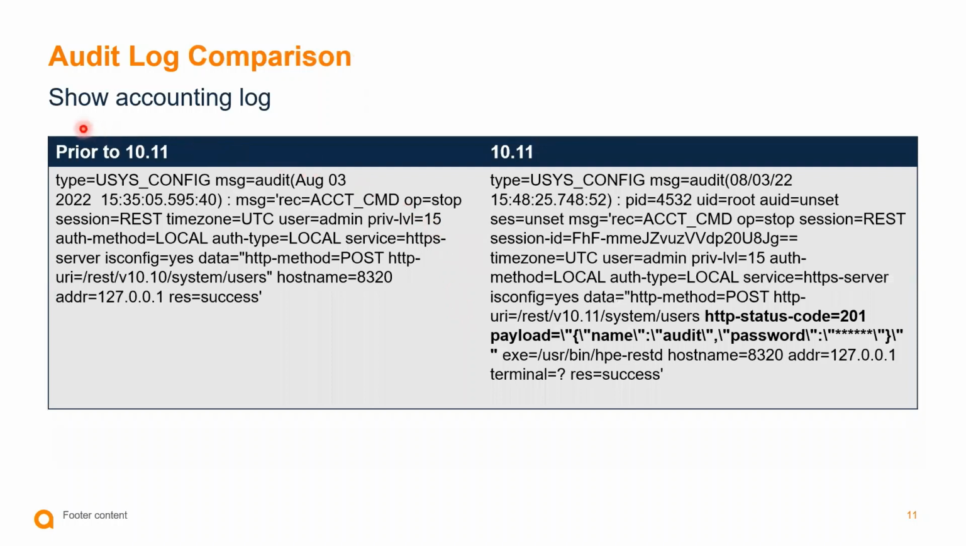For viewing the logs, we need to use the show accounting log command. This is a sample log taken prior to 10.11 and this is after 10.11. So this log is for user creation when we try to create any new user in our user's entity. If you see prior to 10.11, it was not containing the HTTP status code or payload. But if you see in 10.11 onwards, it will clearly have the HTTPS status code and payload, and the payload will contain the name. Since we are doing a user creation, the user's name is audit and its password. Since password is a secured component, it will be shown with the asterisk sign.